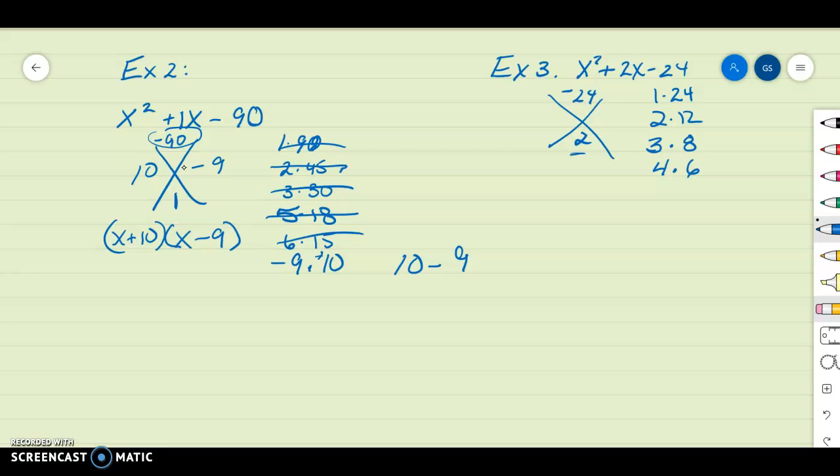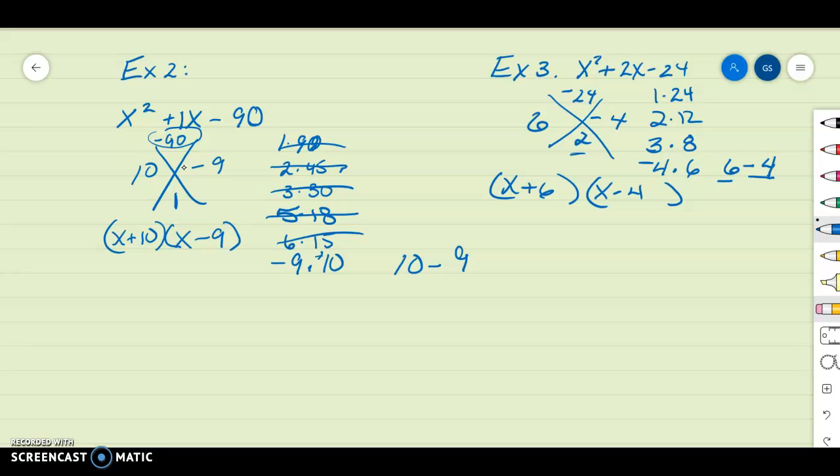All right, 4 times 6. Aha. 4 times 6 is 24. Okay? 6 minus 4 is 2. Therefore, I have a 6 and a negative 4. So 6 times negative 4 equals negative 24, and 6 minus 4 equals positive 2. Double bubble, and you get x plus 6, x minus 4. Okay?